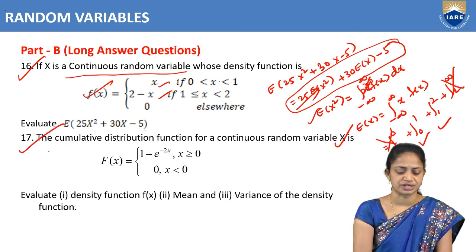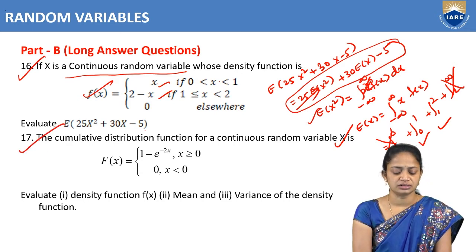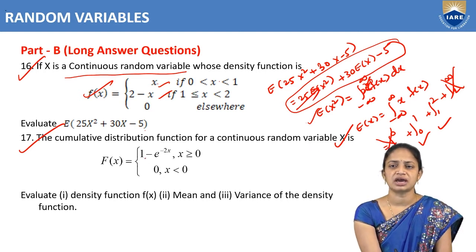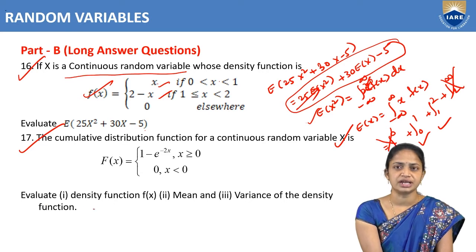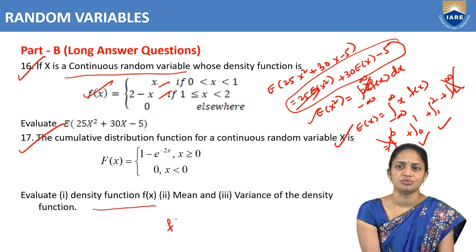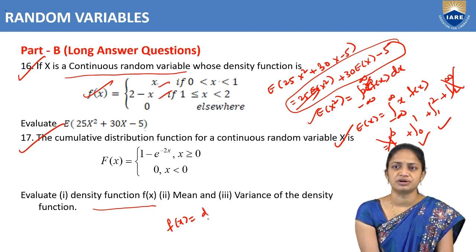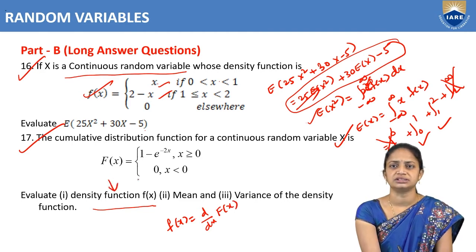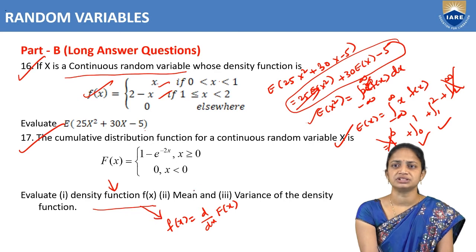Now coming to the next question: find the density function, mean and variance for a continuous random variable x whose cumulative distribution function is capital F of x equals 1 minus e power minus 2x where x is greater than or equal to 0, and 0 where x is less than 0. So evaluate the density function f of x. How to find it? We know that small f of x equals d by dx of capital F of x. From that we can calculate the density function.